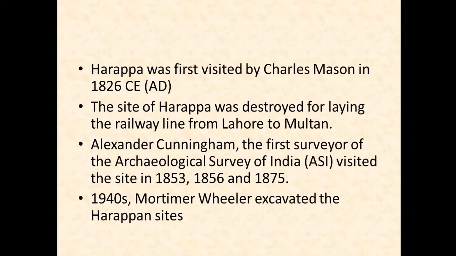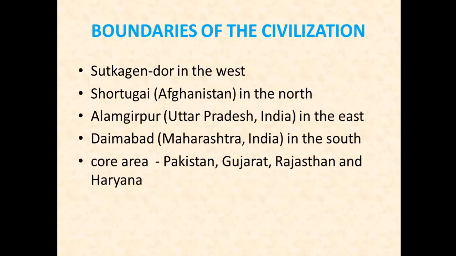Harappa was first visited by Charles Mason in 1826 AD. The site of Harappa was destroyed for laying the railway lines from Lahore to Multan. Alexander Cunningham, the first surveyor of the Archaeological Survey of India, visited the site in 1853, 1856 and also in 1875. During the 1940s, Mortimer Wheeler excavated the Harappan sites.